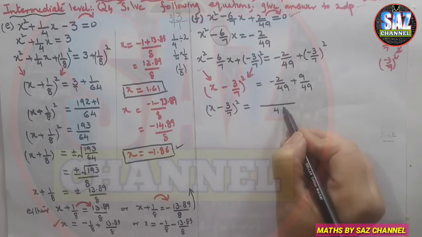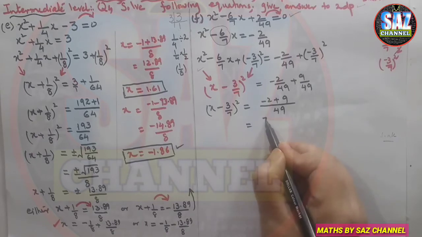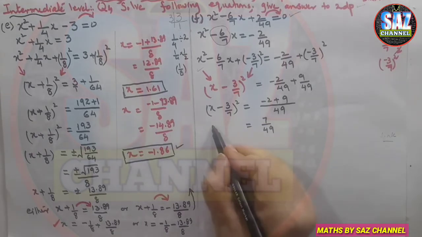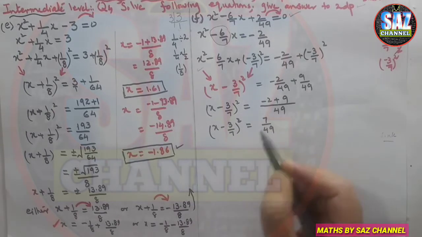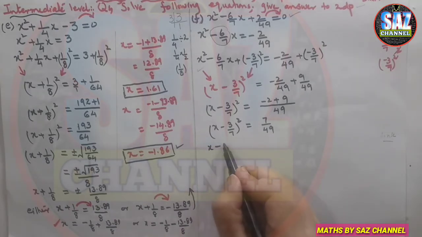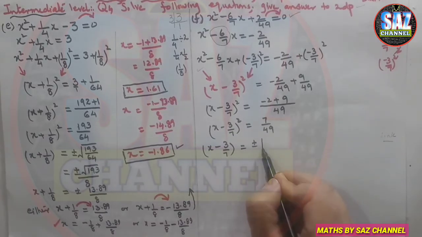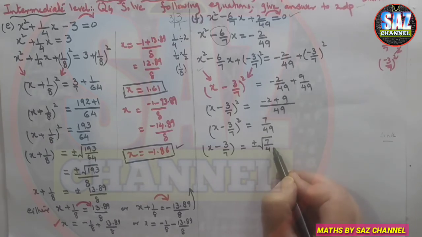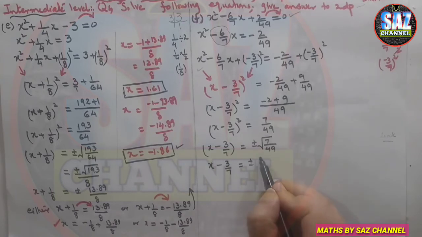The next step will be x minus 3 by 7 whole square equals, take the LCM, this is 49, minus 2 plus 9, and this will take the form 7 by 49. In order to solve this equation, I have to take the square root on both sides, and the equation will take the form x minus 3 by 7 equals plus minus root of 7 by 49. 49 is a perfect square. Take it out. x minus 3 by 7 equals plus minus under root 7 by 7.